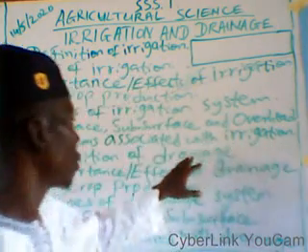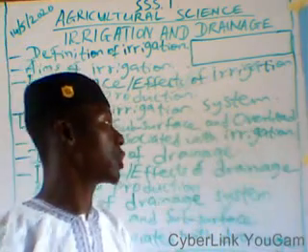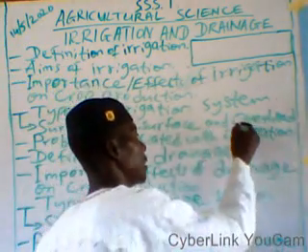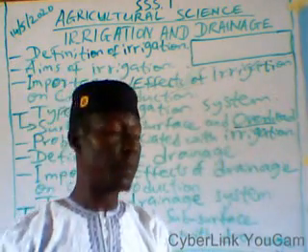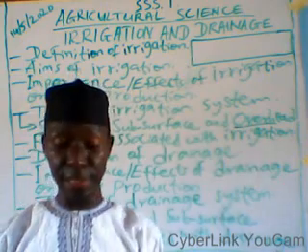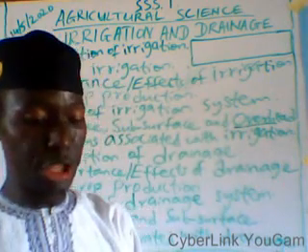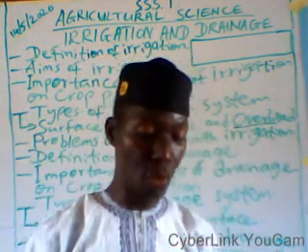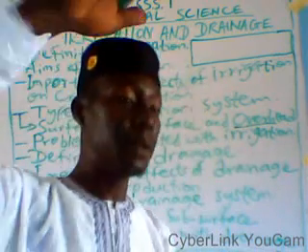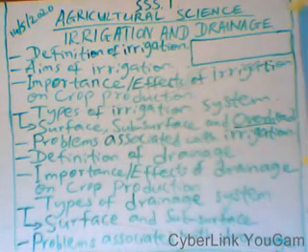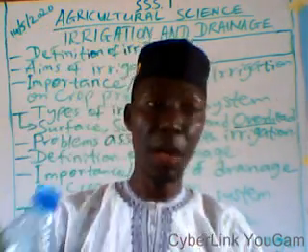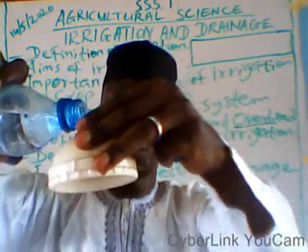The third one is overhead irrigation. What is overhead irrigation? Overhead irrigation system is the system in which water is applied to the farmland above the surface of the soil. And that was the first thing I demonstrated when I was showing you this.